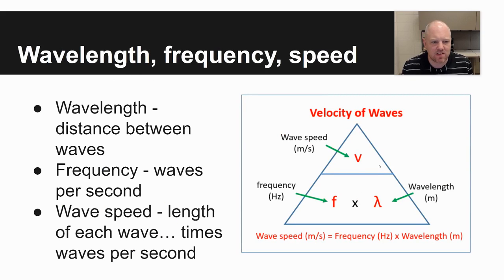Wavelength, it shows here, is the distance between waves. Frequency is the number of waves that you have per second. And wave speed is the length of each wave times the waves per second. So there is a relationship between wave speed, frequency, and wavelength. Just to show you how this makes sense, if you have 4 waves per second and each wave is 1 meter long, the wave speed is 4 meters per second.